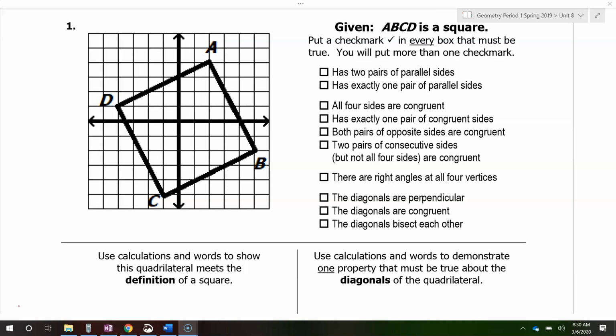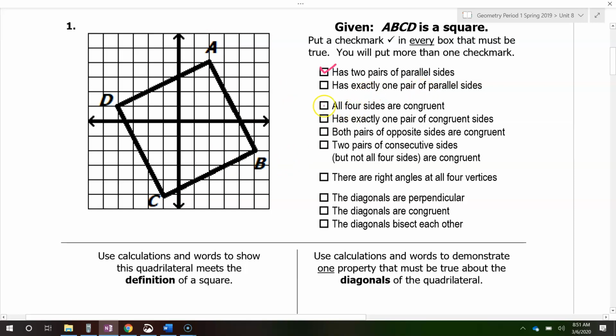But first, we're told that this is a square. Now we have to put a check mark in every box that must be true. So we're going to have more than one check mark. So let's see. Has two pairs of parallel sides. Am I going to check that? Yeah, I'm going to check. This is a parallelogram, so opposite sides are parallel by definition. So we'll check that. Has exactly one pair of parallel sides? Obviously not. It's both pairs.